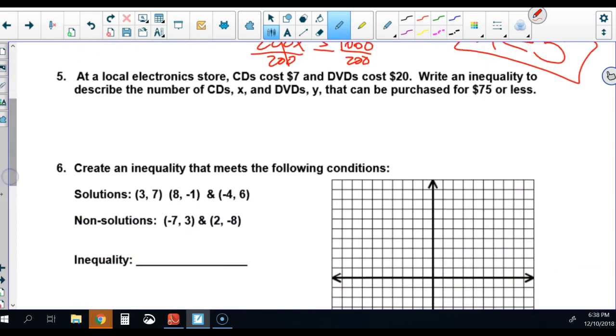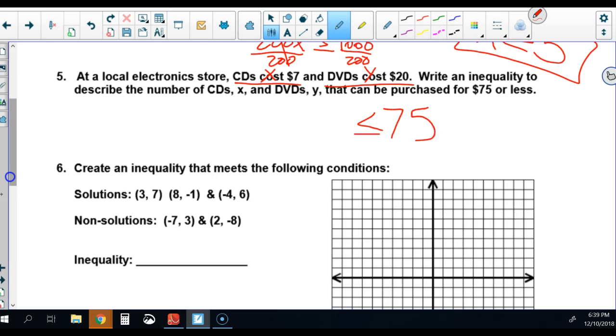Number 5, at a local electronics store, CDs cost $7, DVDs cost $20. Problem's a little outdated. CDs cost 7, DVDs cost 20. Write an inequality to describe the number of CDs, X, and DVDs, Y, that can be purchased for $75 or less. So that means it can equal 75 or it can be less than 75. I can't go over 75 because I don't have enough money.